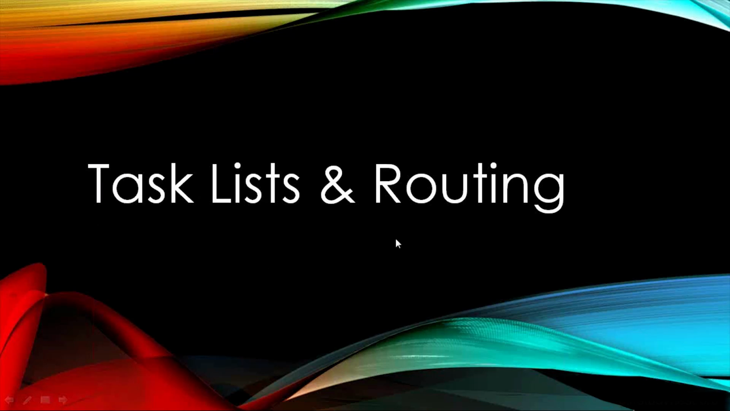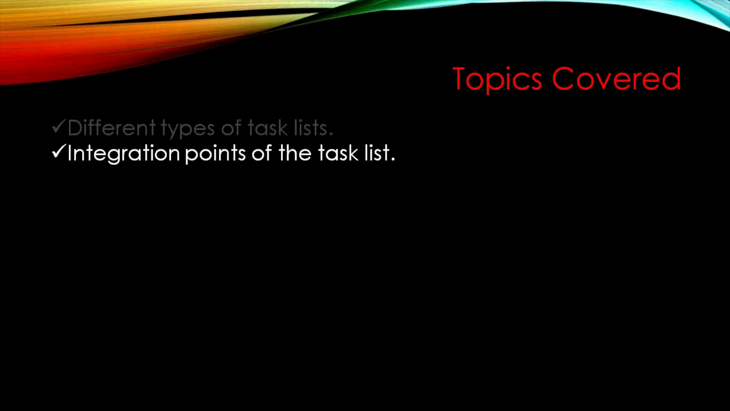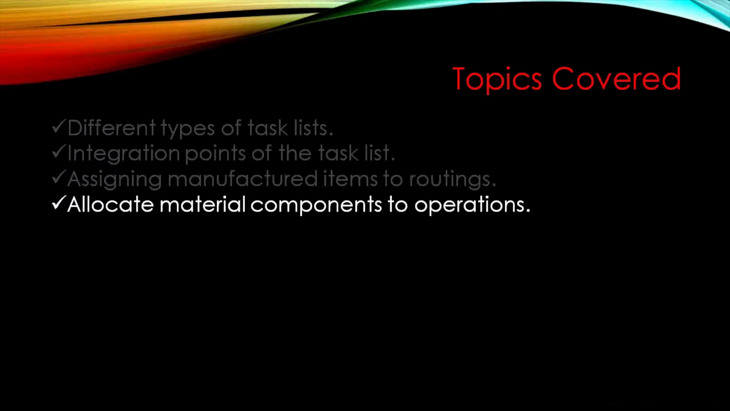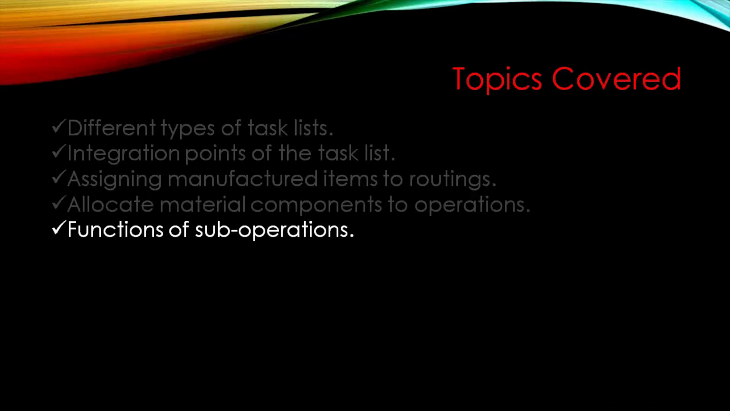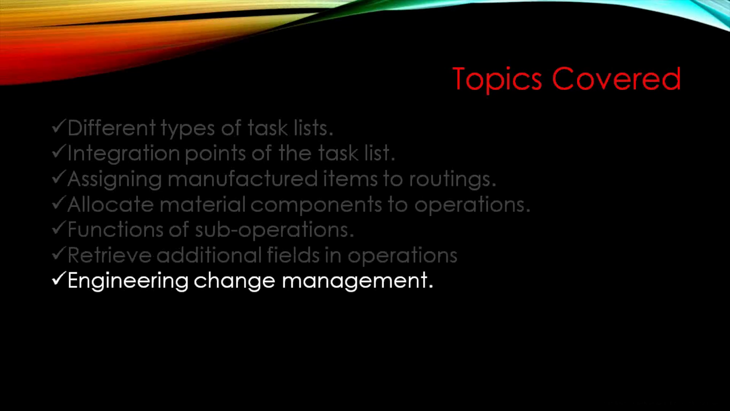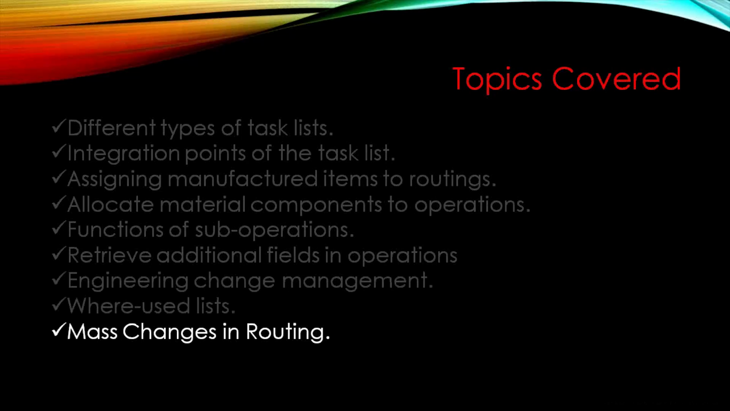Next, we're going to start our next topic, task list and routing. So the topics that we're going to cover today are different types of task list, integration points of task list, assigning manufactured items to routing, allocate material components to operations, functions of sub-operations, retrieve additional fields in operations, engineering change management, where use list, and mass changes in the routing.